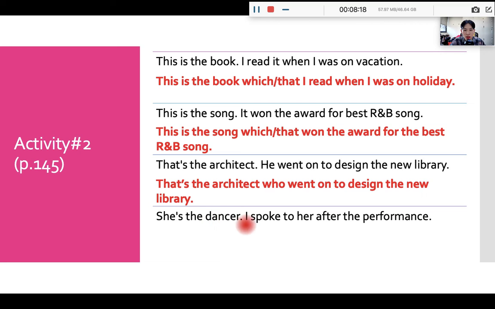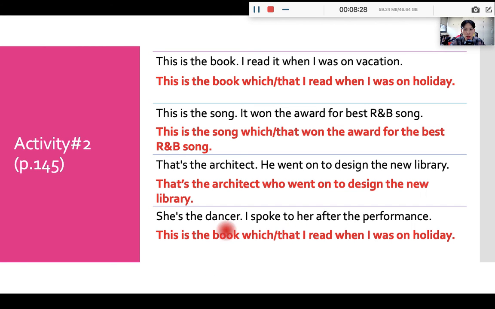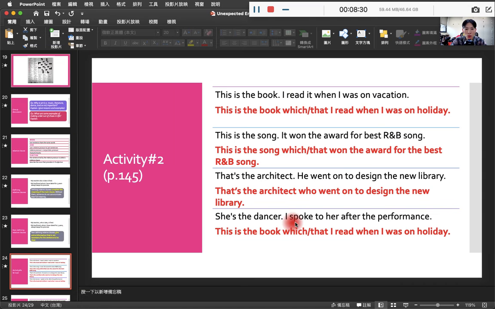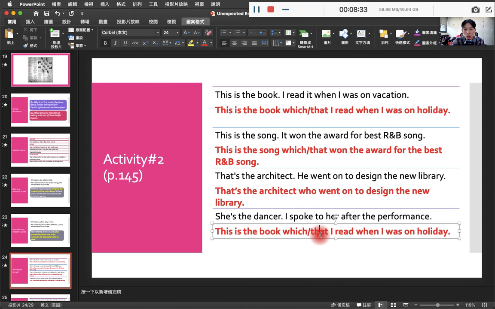Finally, she's the dancer. I spoke to her after the performance. So she and her are the same. So the sentence here, what should it be? So let's do it together. So in the beginning, you might think it should be she's the dancer who I spoke to after the performance, right? But is it right? Who here refers to the dancer. So let's put it back, okay?